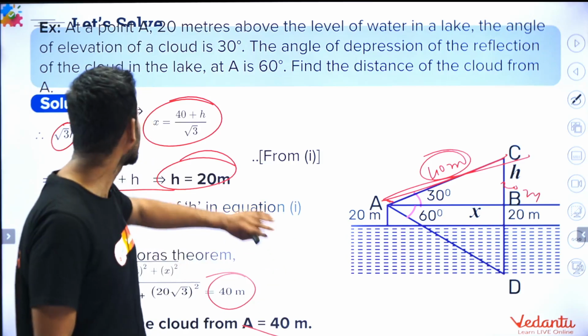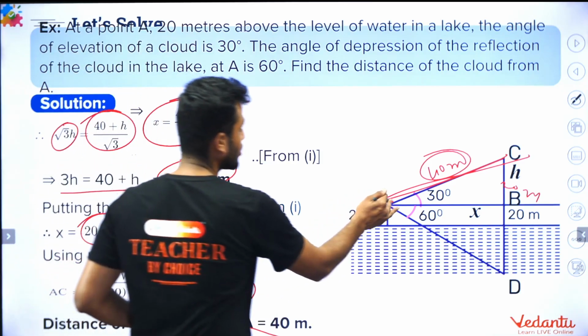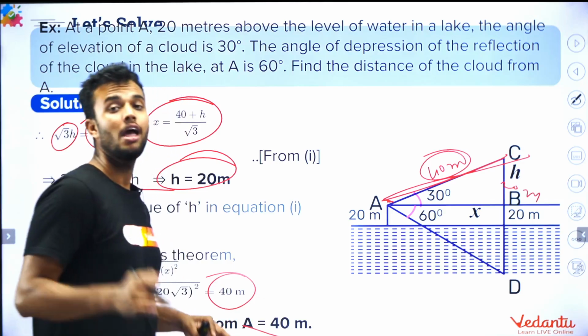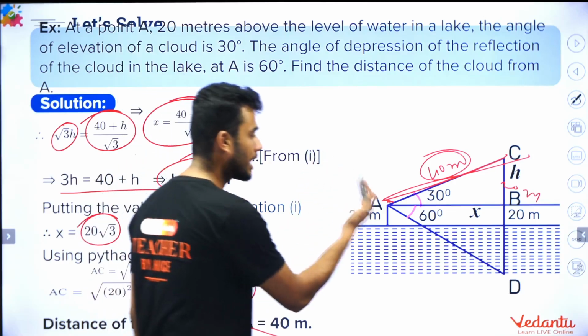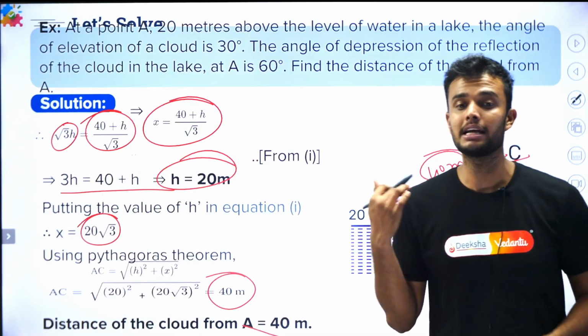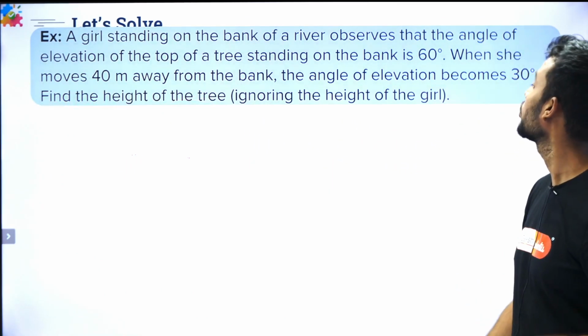Just look here. We need to find this distance, cloud to A distance. If you convert the word problem into a triangle or a diagram, you can easily find the value. Very important.